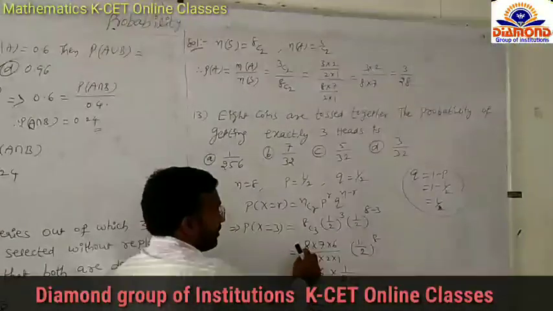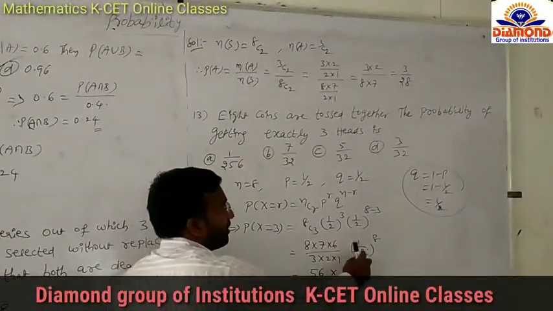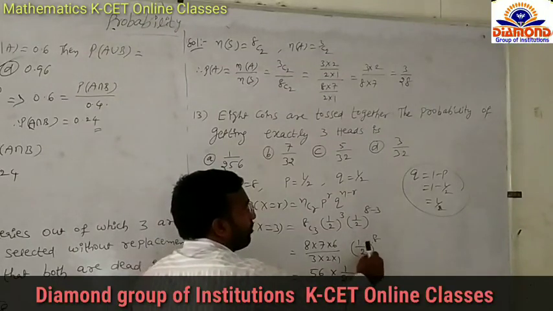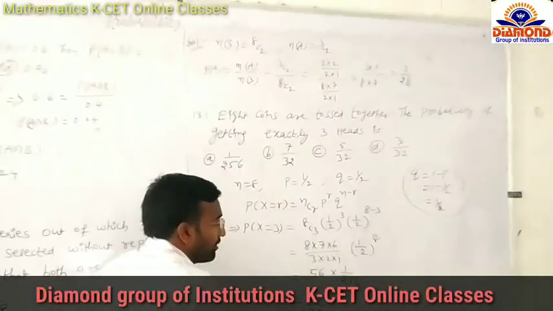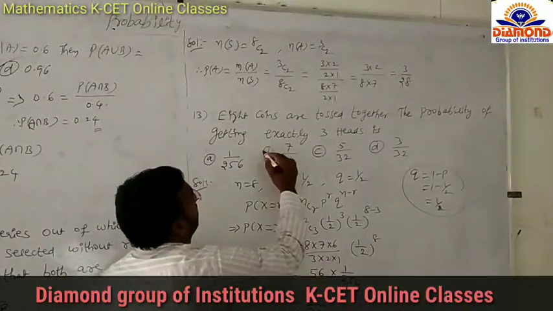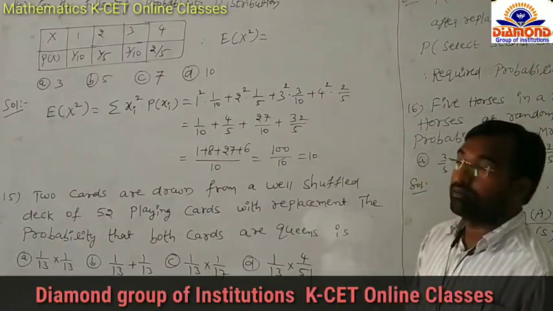So this simplification is 56 into 2 power 8. 1 by 2 power 8 is nothing but 1 by 256. So its simplification is 7 by 32. So option is B. Next problem.